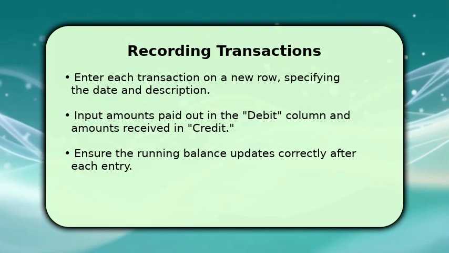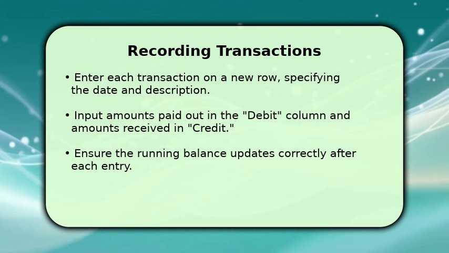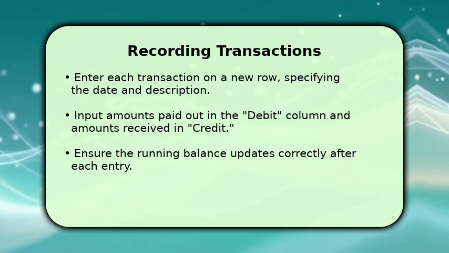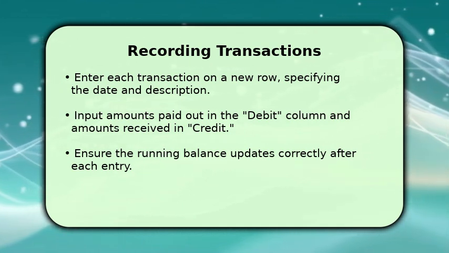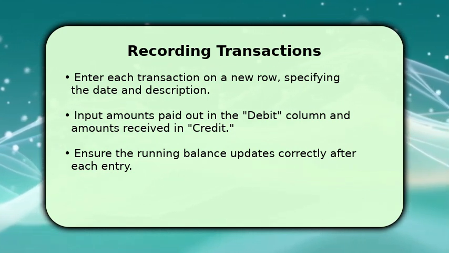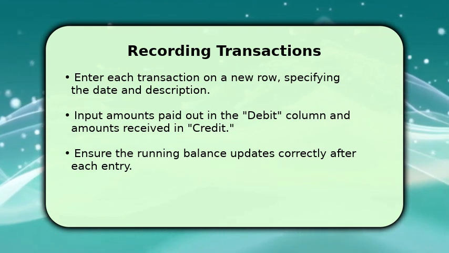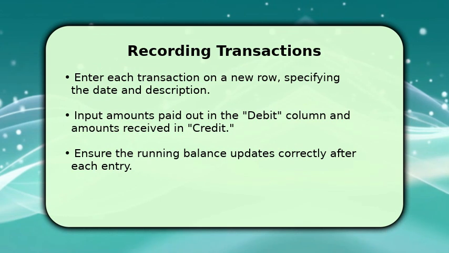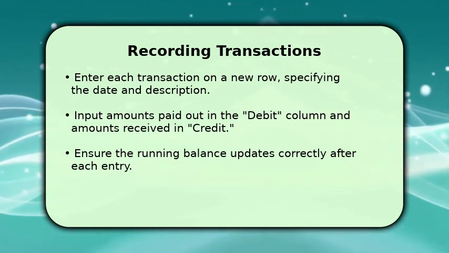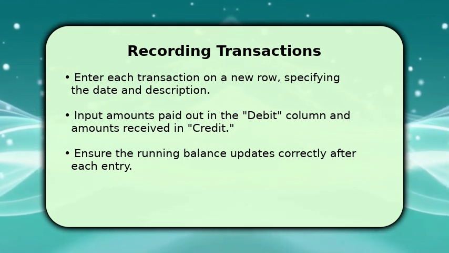Recording transactions is straightforward. For every financial interaction, enter the date and a clear description in their respective columns on a new row. If money is paid out, input that amount into the debit column. Conversely, if money is received, place that amount in the credit column. Always double-check that your running balance updates automatically with each entry. This consistent approach ensures your ledger remains accurate and provides a real-time overview of your party's financial standing.